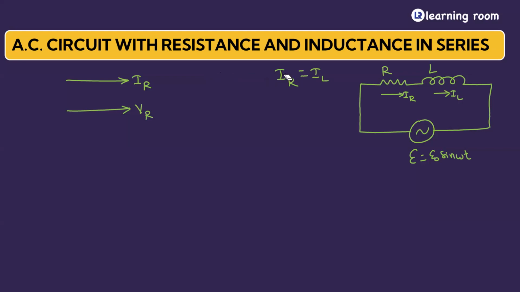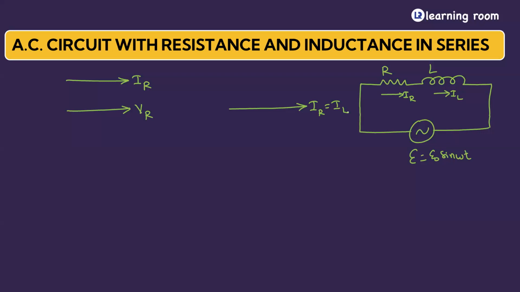Right. Now, what I'm going to do is, if the current across the inductor is taken to be in this direction, IR and IL are in the same direction. Now, what is the relation between the current and the voltage in the case of an inductor? In the case of an inductor, current lags the voltage by pi by 2. So, who's leading? Voltage is leading the current by pi by 2. Meaning, if current is in this direction, voltage should be 90 degrees before it.